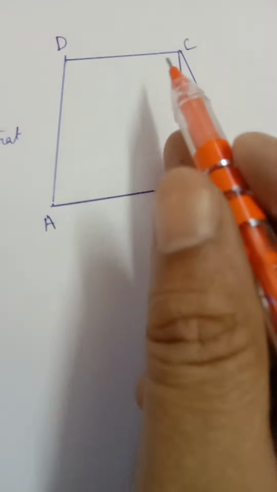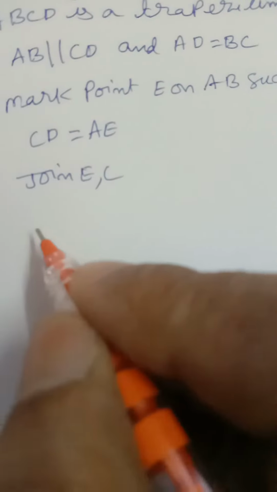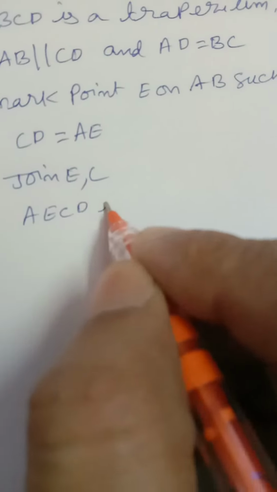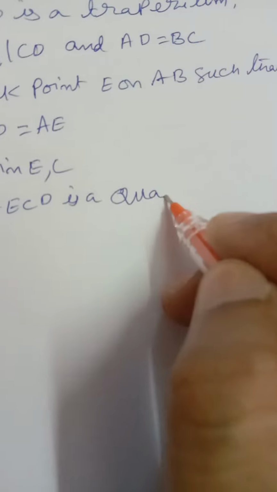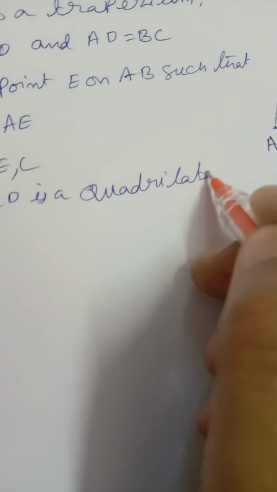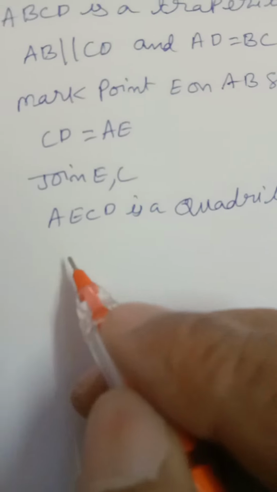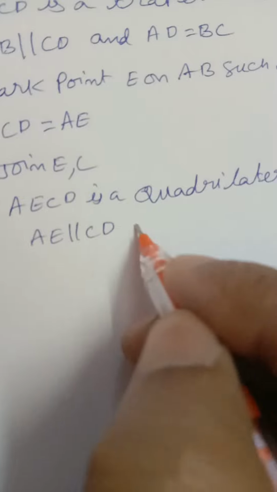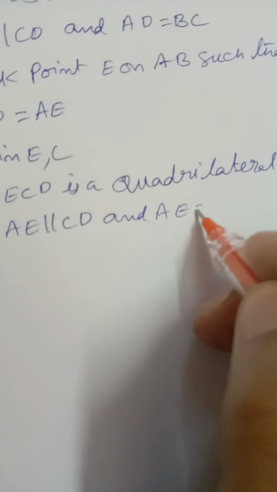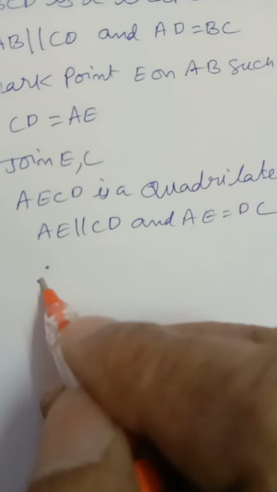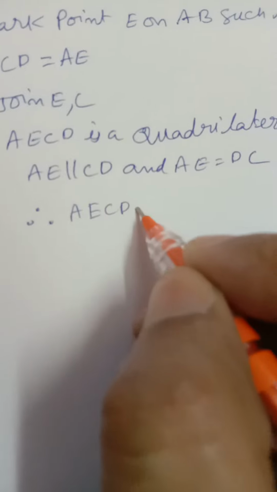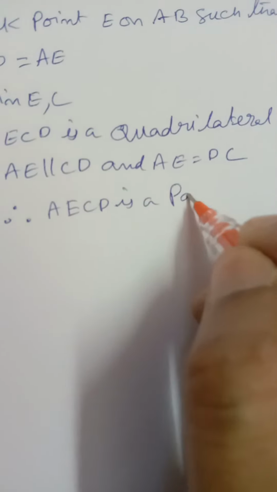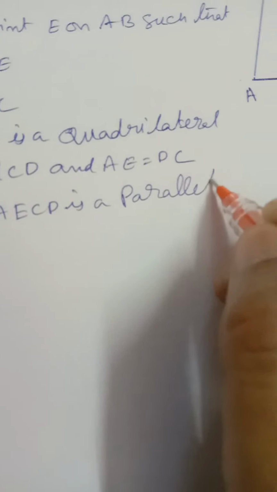AECD is a quadrilateral. AE is parallel to CD and AE is equal to DC. Therefore AECD is a parallelogram.